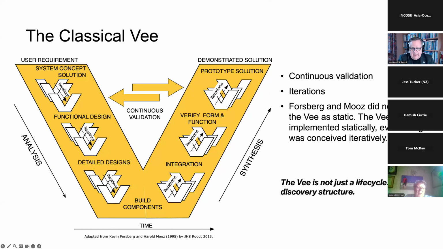So the V can then be read as a structured way of surfacing uncertainty. So that's my claim for the day. Probably not a surprise to anybody, but I think it needs to be said.